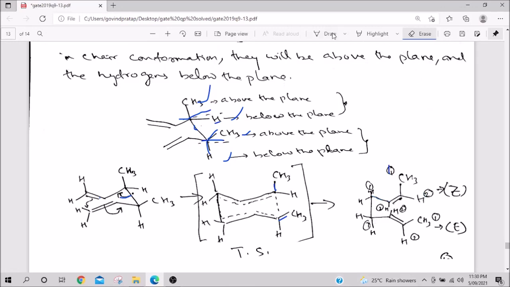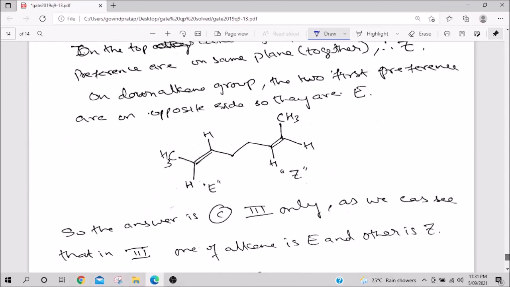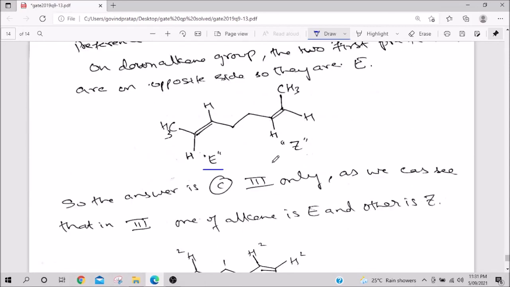But on this one, this CH3 gets first preference, hydrogen gets second, and the alkyl group gets first. So, this first and this first are across, this second is across. So, this is Z and this is E. So, this is your answer: E and Z. So, the answer is C.